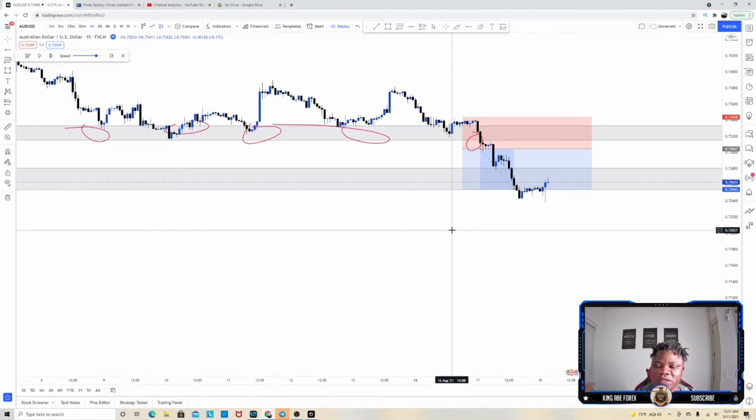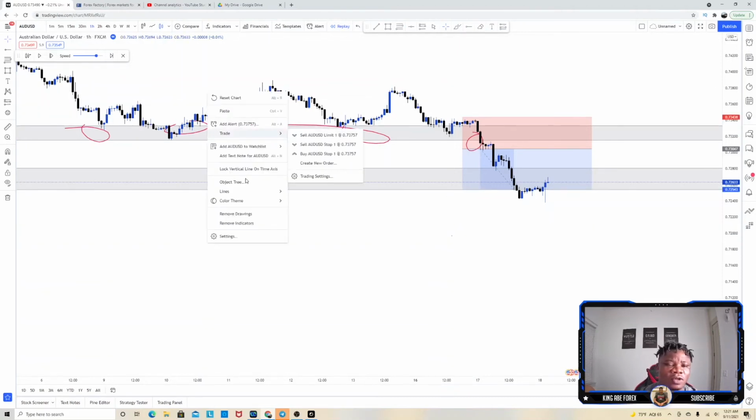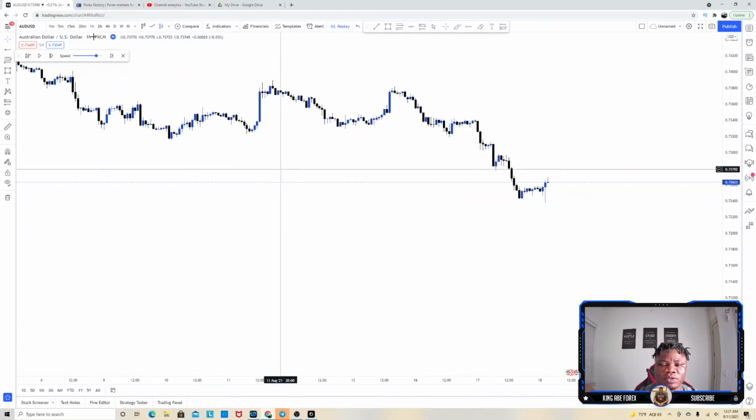When you're looking for your zones, you just got to look for rejections. Now this is for a sell position, if you're trying to take a sell position. Now let's look for a buy position.